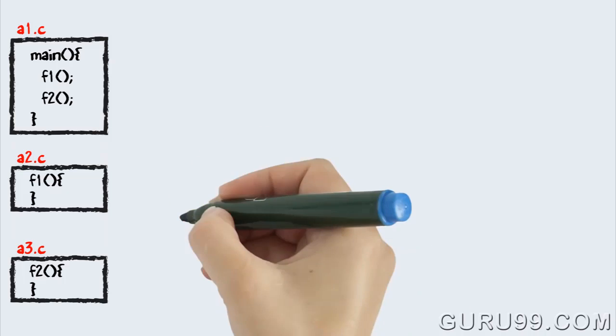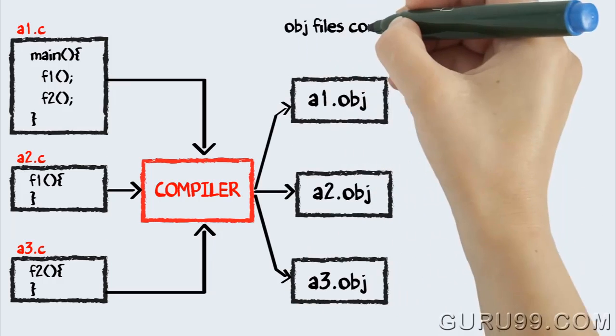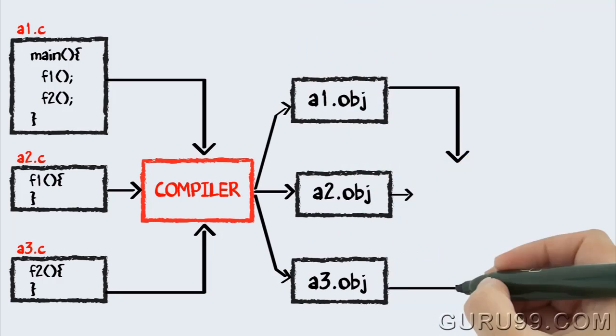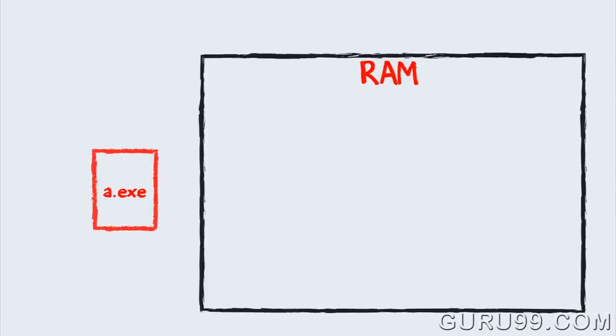Function f2 is stored in a file a3.c. All these files are fed to the compiler, whose output is the corresponding object files, which is the machine code. The linker will club these three files together and produce an exe file. During program run, a loader program will load an exe into the RAM for execution.